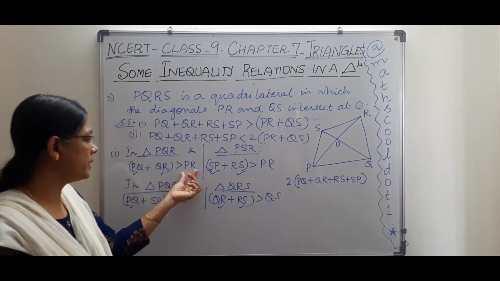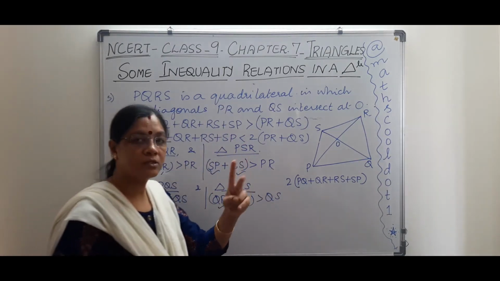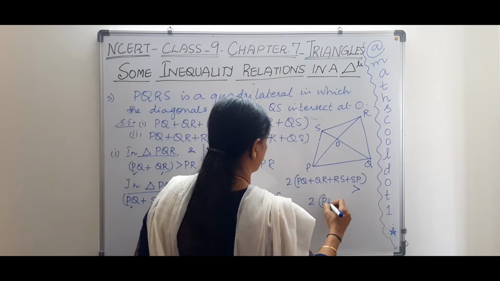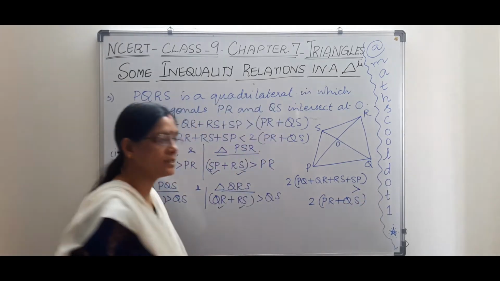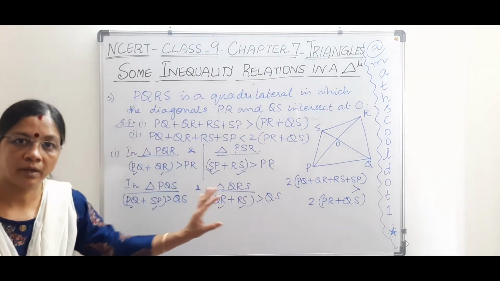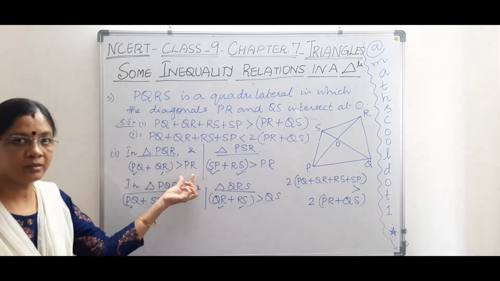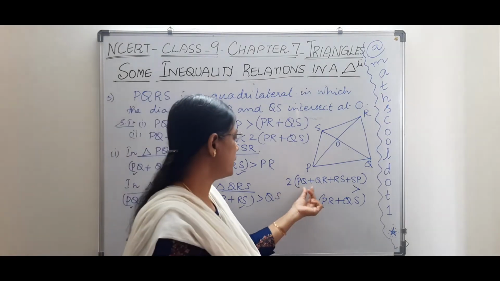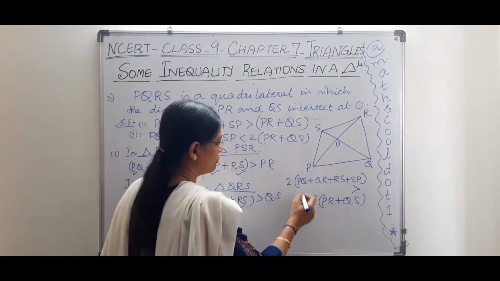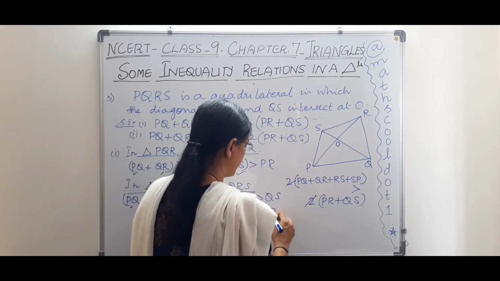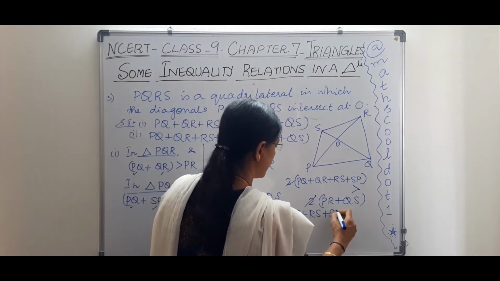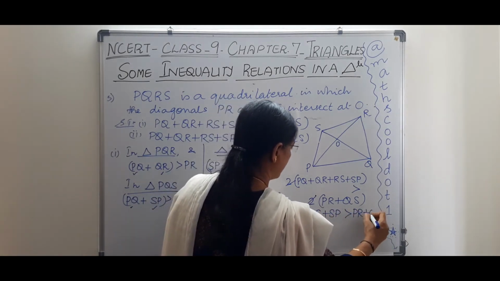Now on the right side we have PR, PR, 2 PR, and QS and QS, 2 QS. So this is greater than 2 times PR plus QS. Do you understand now? We have the same relation because we add all the left sides and all the right sides together, so the inequality relation remains the same. So 2 times PQ plus QR plus RS plus SP is greater than 2 times PR plus QS. So the 2 gets cancelled. Now we have PQ plus QR plus RS plus SP is greater than PR plus QS.